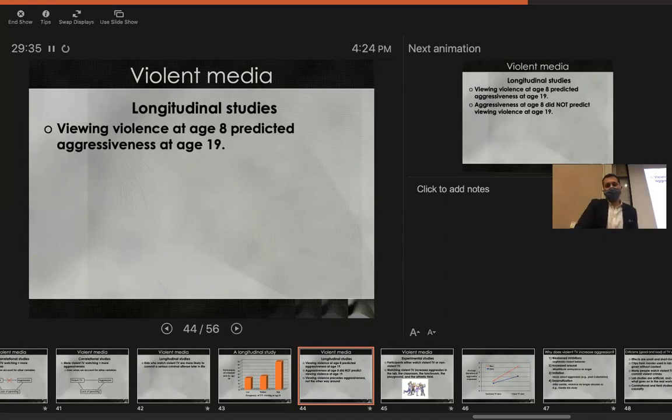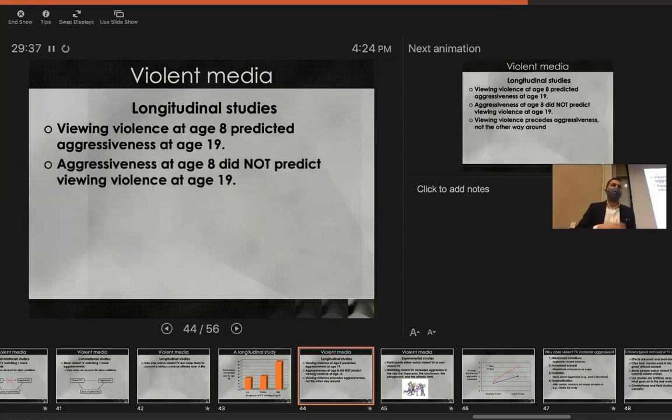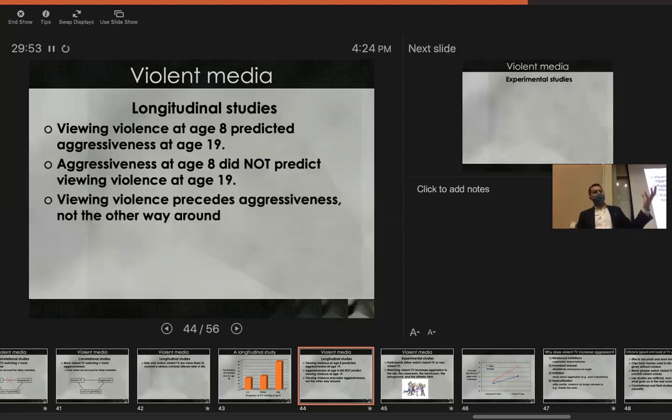But importantly, if what you know is just how aggressive these kids already are at age 8, that did not predict how much violence they would watch later on in life at age 19 or 30. Another way of saying this is that if you're interested in looking at how aggressive someone is and how much violent TV they watch, viewing violence tends to come before they develop aggressiveness, not the other way around.